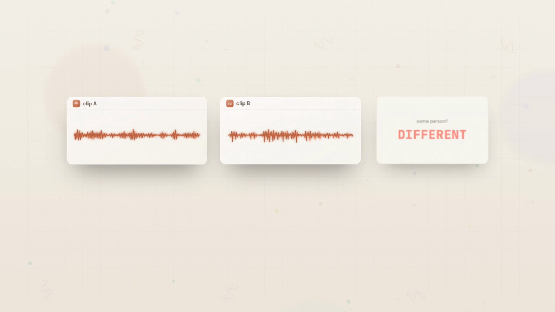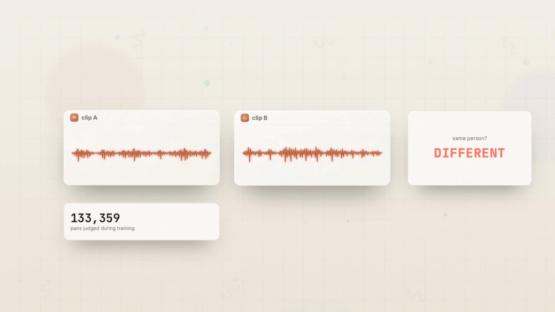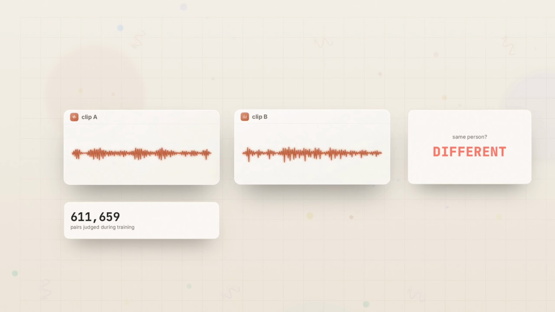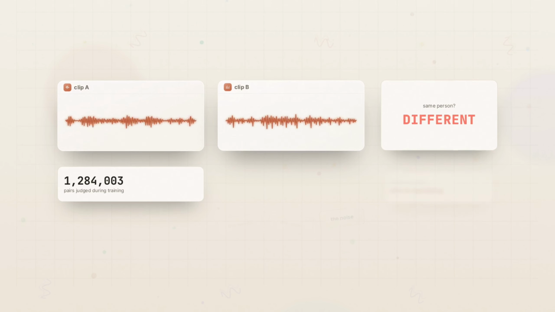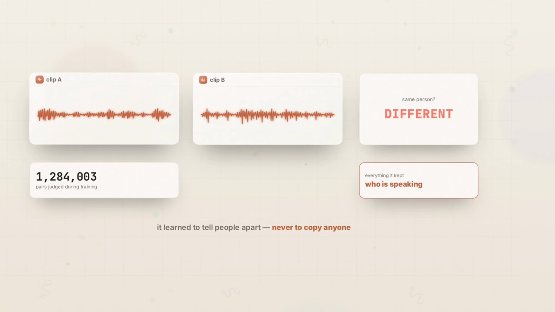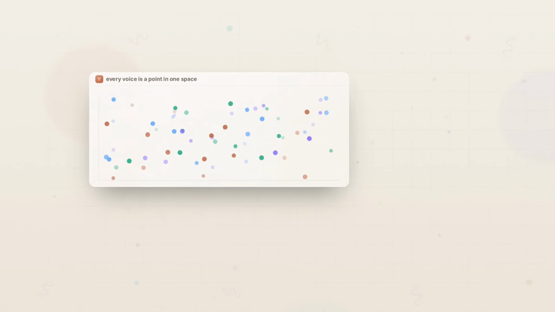And now the clever part. That network was never trained to clone anybody. It was trained on a completely different question. 2 clips, same person, yes or no. That's it. Millions of pairs and a verdict on everyone. And to get good at that, it had to start throwing things away. The words don't matter. The room doesn't matter, the noise doesn't matter. What survives is only ever who is speaking.